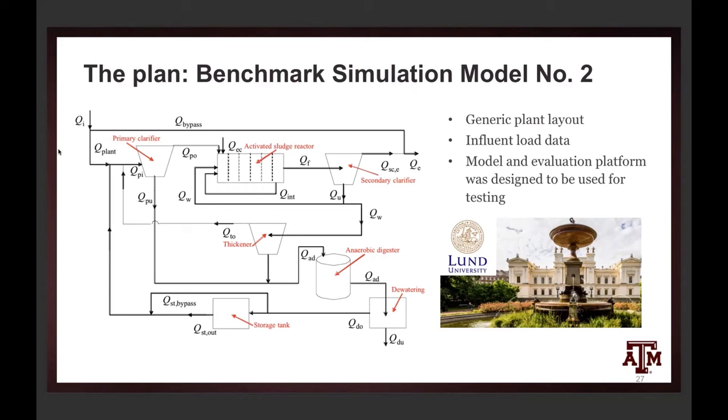It has a very generic plant layout, which you can see here on the left. Even though it's generic, it's a lot more complex than what we were using in step 1. And then this will be the secondary step.